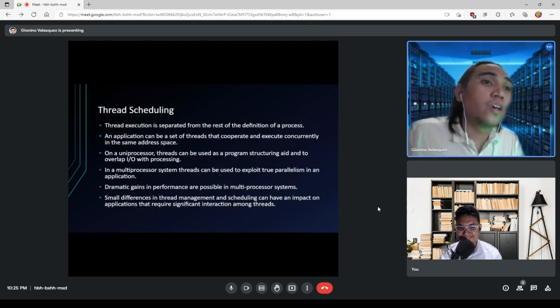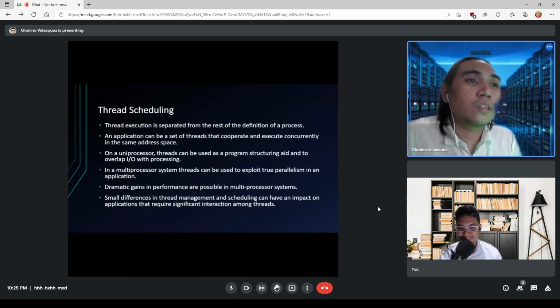Thread scheduling. Thread execution is separated from the rest of the definition of a process. An application can be a set of threads that cooperate and execute concurrently in the same address space. On a uniprocessor, threads can be used as a program structuring aid and to overlap I/O with processing. In a multiprocessor system, threads can be used to exploit true parallelism in an application. Dramatic gains in performance are possible in multiprocessor systems.